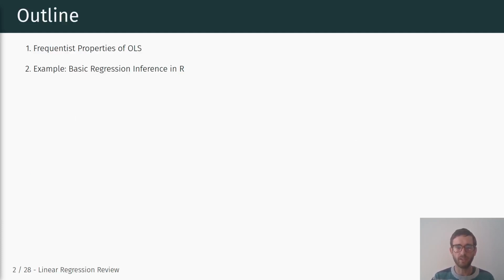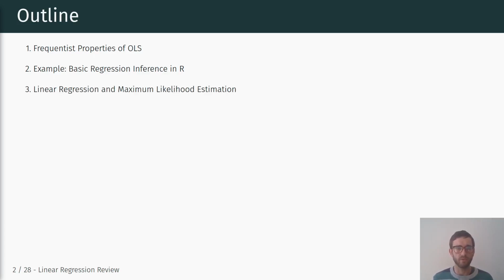Just briefly, for the outline for the videos that I'm going to post this week. The first one will focus, as I mentioned, on the frequentist properties of OLS. So we'll talk a little bit about what kind of assumptions we make in the frequentist framework and what kind of properties, for example unbiasedness and efficiency, OLS has from this frequentist perspective. Then I'm going to show you a coding example where I illustrate some of the basic ideas behind regression inference in R, again from a frequentist standpoint, and we're going to look a little bit at how to compute standard errors and things like that.